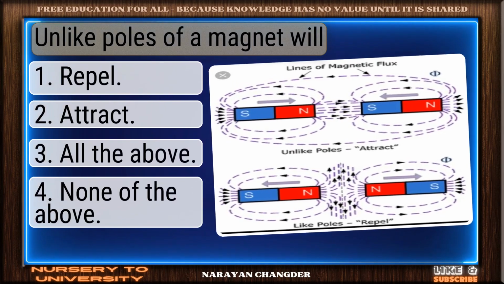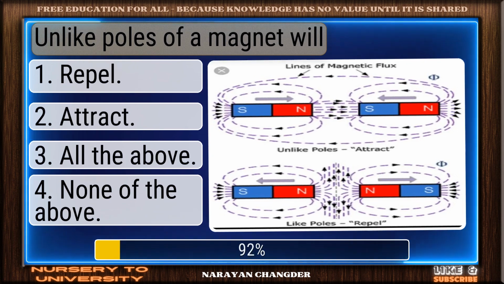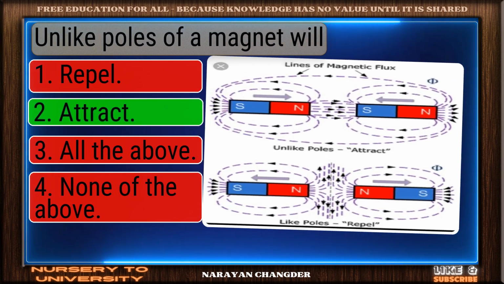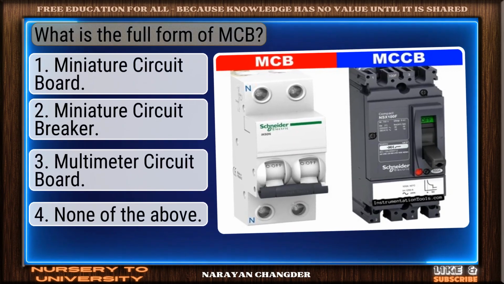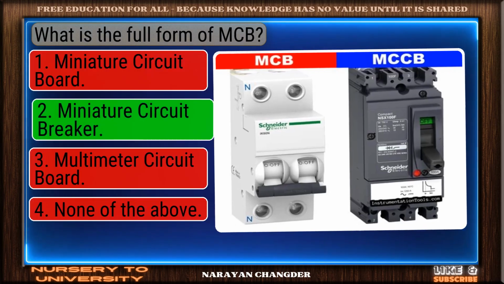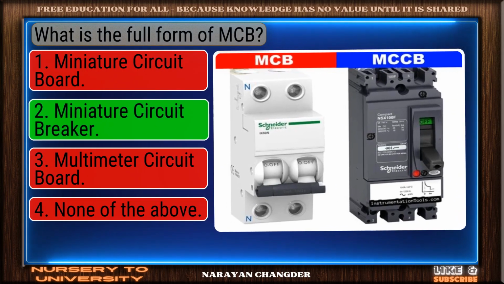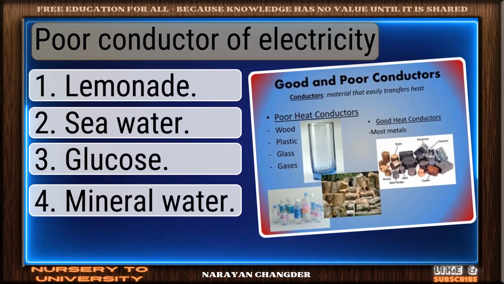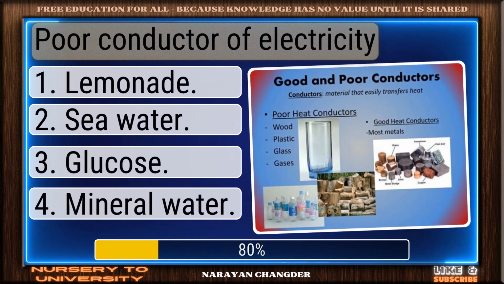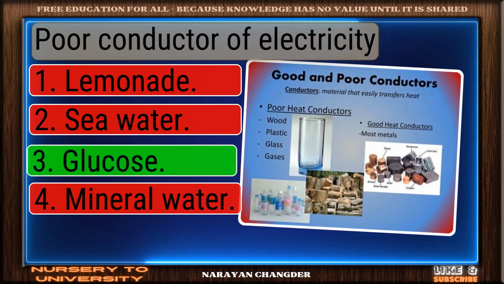Question number 240. Unlike poles of a magnet will. Excellent. Attract is a brilliant choice. Question number 241. What is the full form of MCB? Right choice. Miniature circuit breaker is the best answer. Question number 242. Poor conductor of electricity. Excellent choice. Glucose is the right answer.